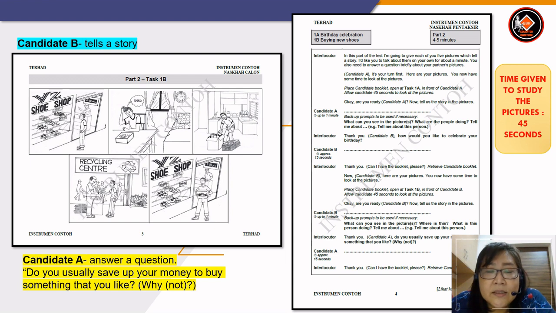So this is task 1B. So the question by the interlocutor could be, now tell us the story in the pictures. Or, what can you see in the pictures? What are the people doing? Tell me about the pictures. Or tell me about this person. Okay? And then candidate A has to answer a question. Do you usually save up your money to buy something that you liked? Why or why not?